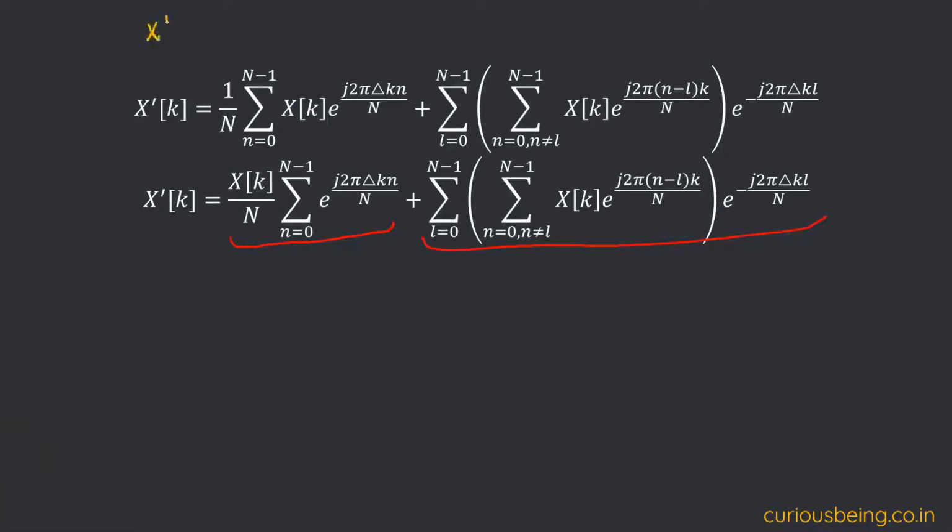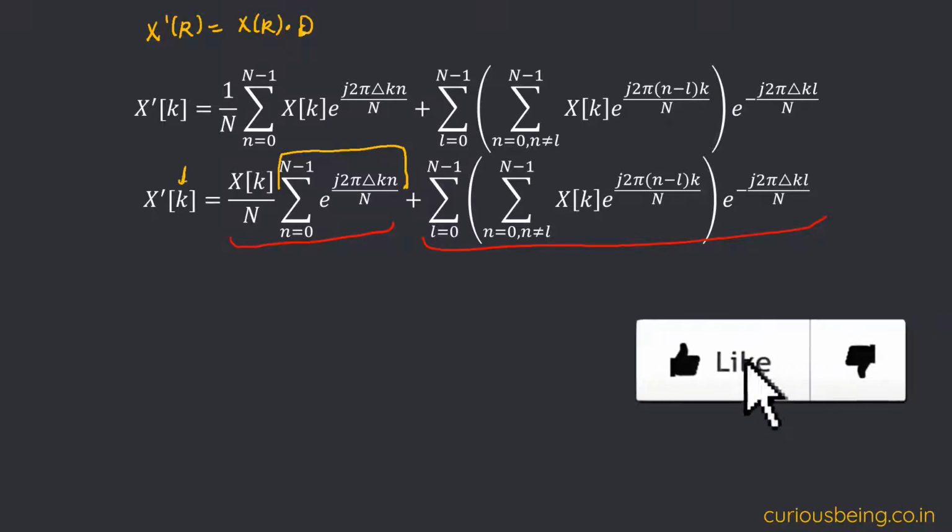So it looks like X prime K is equal to XK multiplied by some distortion term or scaling term. I am writing it as D, because this particular summation is just a constant. It is a summation over n, so it will not depend on n, and there is no K term here, so it will also not depend on the frequency. That's why it is just some scaling.